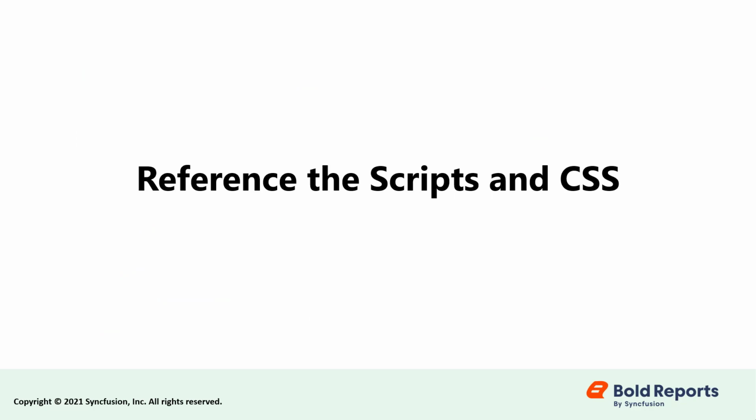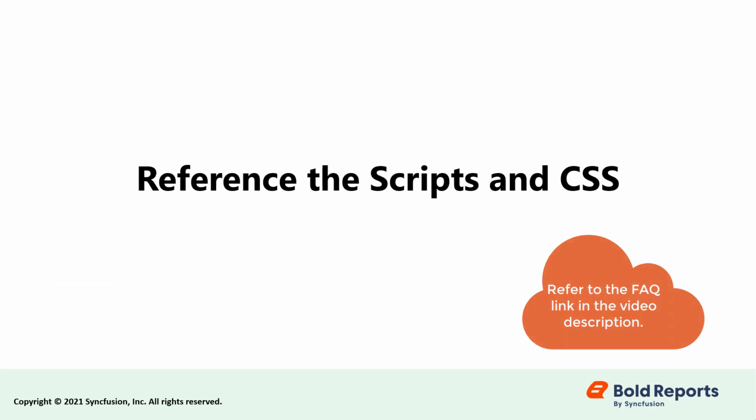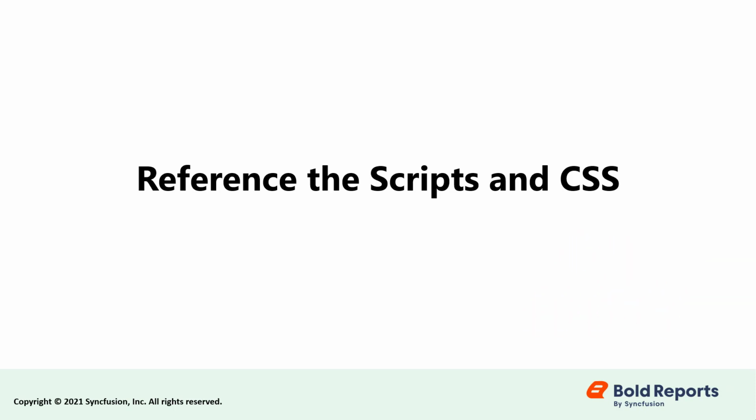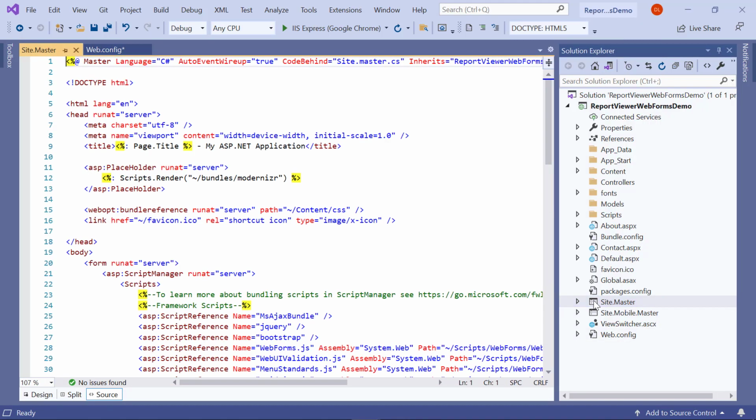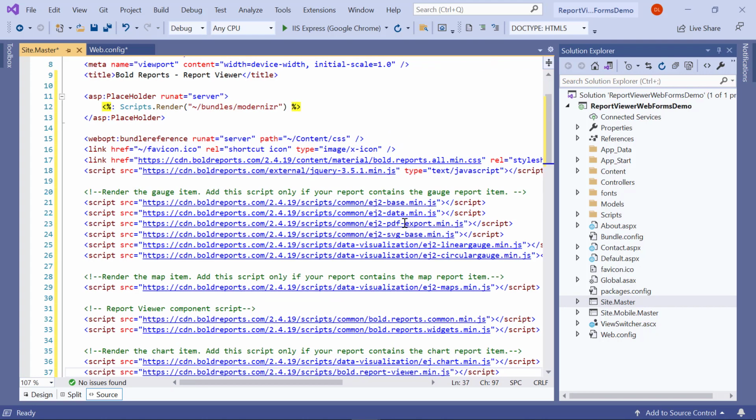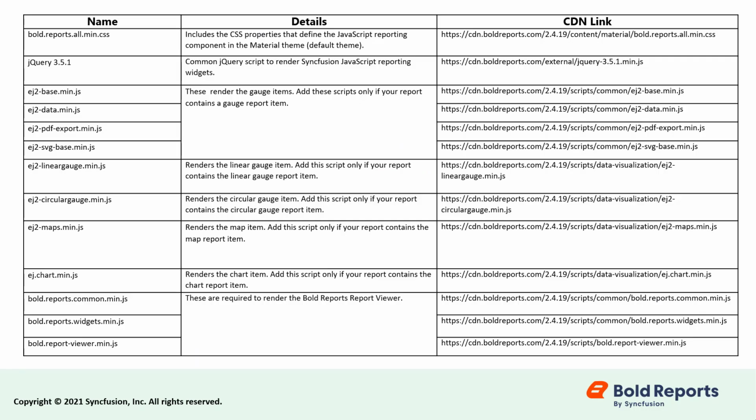Now, let's reference scripts and CSS. In this video, I am using CDN links to reference scripts and CSS, but you can use local ones instead. I have included a link to an FAQ about local scripts and themes in the description for this video. Open the site.master page, and add the code in the head tag. The purpose of each script and CSS file is explained in the following table.